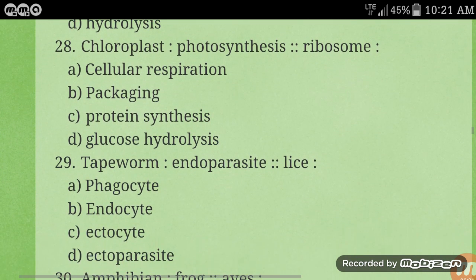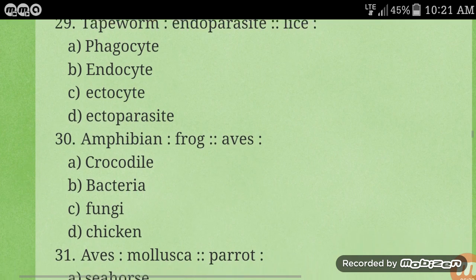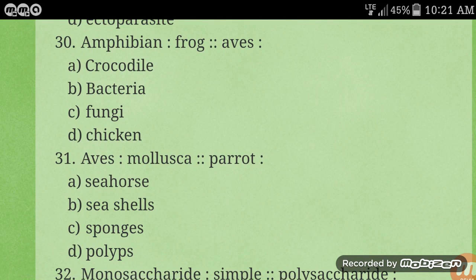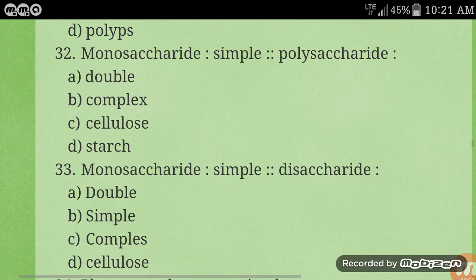Okay. Next one, chloroplast is photosynthesis, and ribosome is protein synthesis. Okay, as I told you earlier in 27. Next one, tapeworm is endoparasite or parasite inside. Lice is an ectoparasite or parasite that thrives outside. Amphibian example is a frog, and aves example is chicken. Of course, aves are birds. Okay, chicken is a bird. Aves parrot, mollusca is seashells or mollusk.